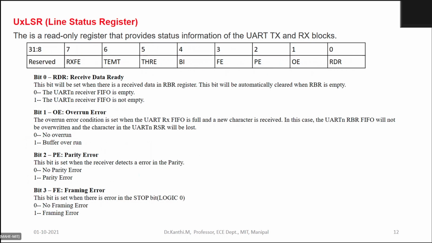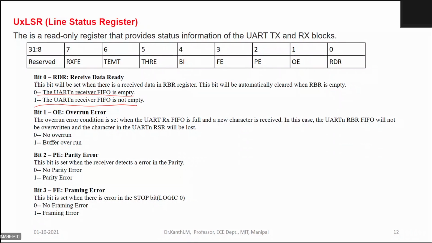So this is the line status register. In the line status register, we have the bit format shown, starting with receiver data ready. This will tell you about the receiver: if it is 0, your FIFO is empty. If it is 1, there is some data. It is a status register, you are not writing anything. It will be set automatically.